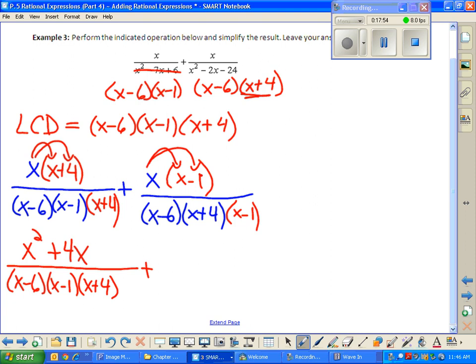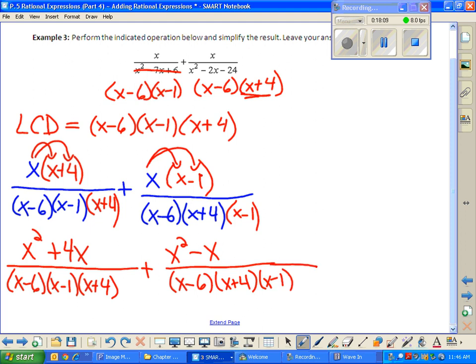Bring down your plus. Distribute your x through. Bring across my LCD again. And now I have terms and a common denominator. Makes me pretty happy. I can go ahead and now combine my like terms. So we have an x squared here and an x squared over there. So I'll put those together.